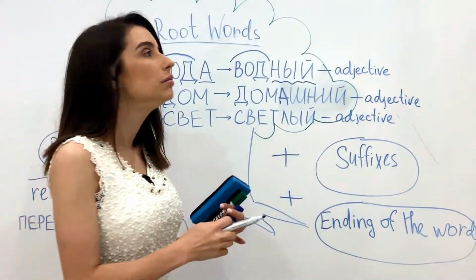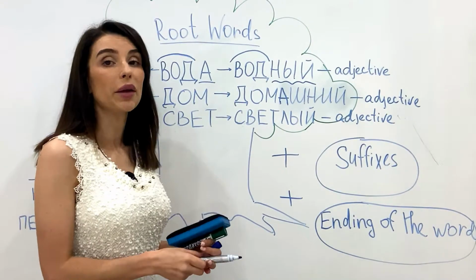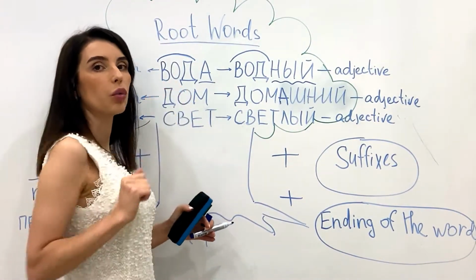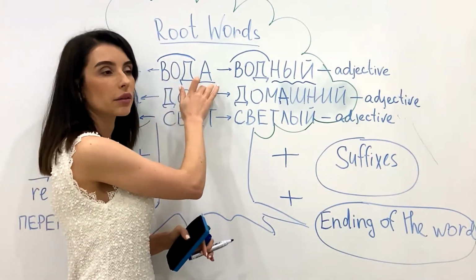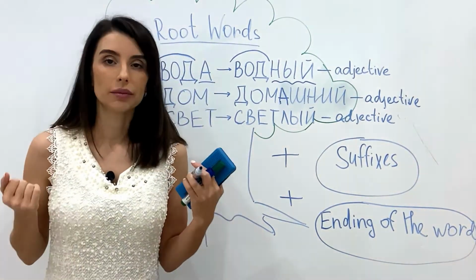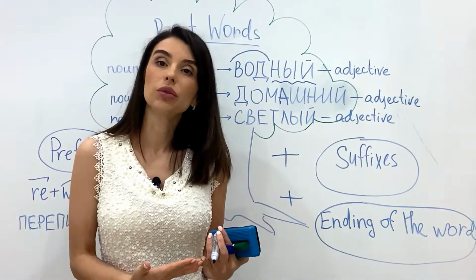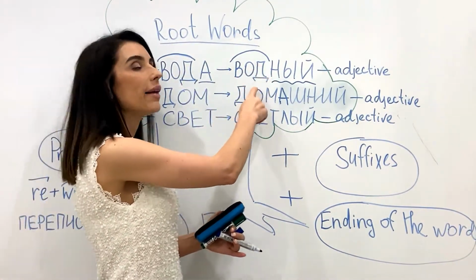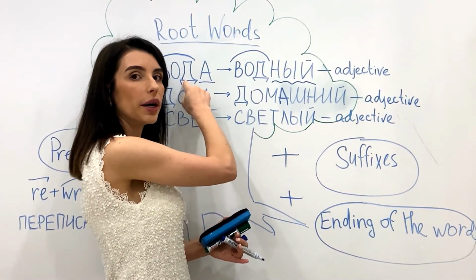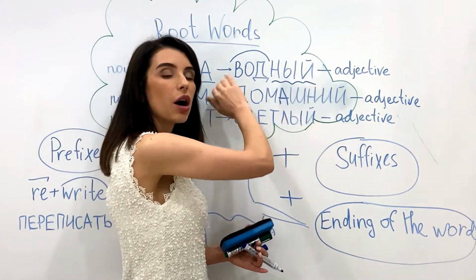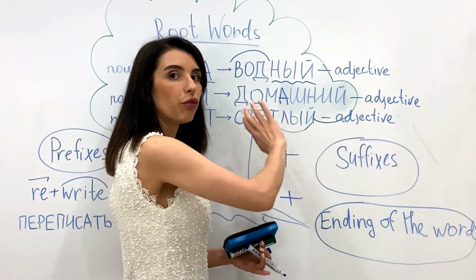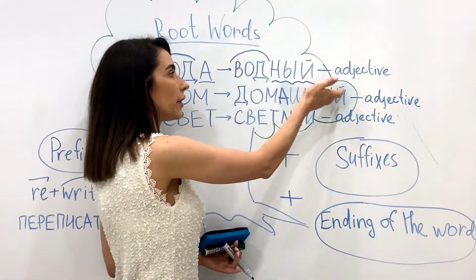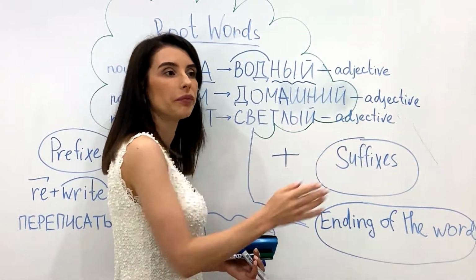So let's go to the board and I will try to explain, for instance, from this word, the word вода. Вода, it means water. Вода, it's a noun, it's water. Another one from this word can be an adjective: водный. Водный. So, вода, noun, but another one, adjective, водный.